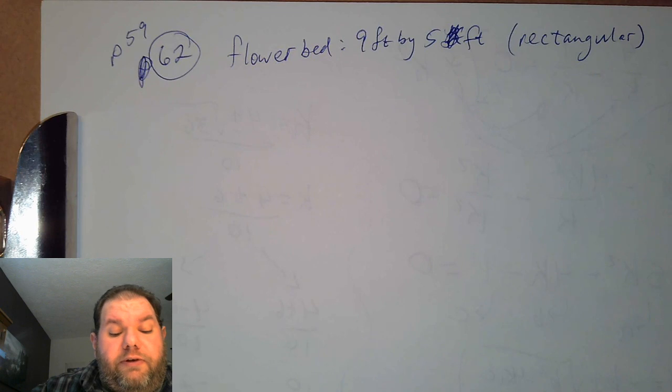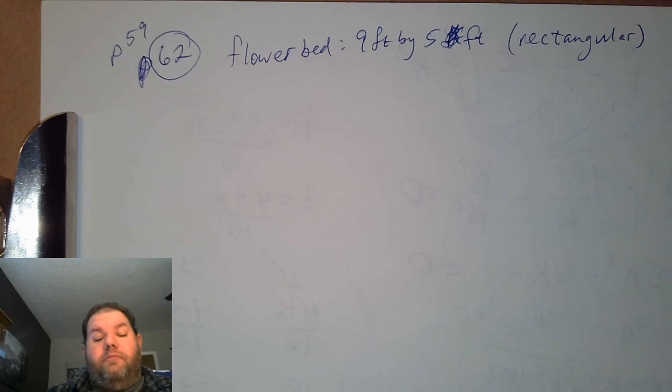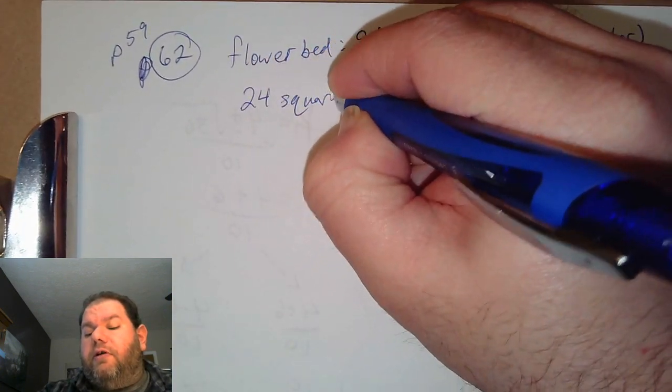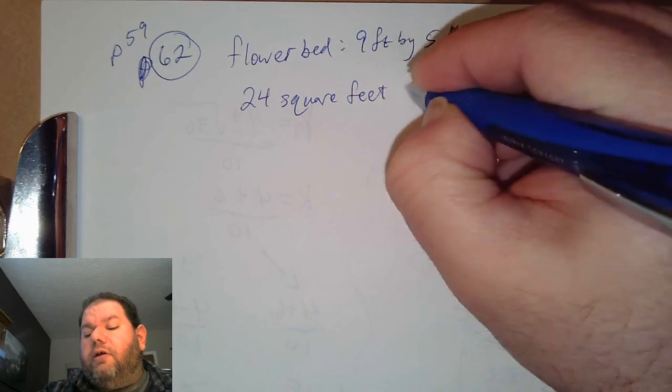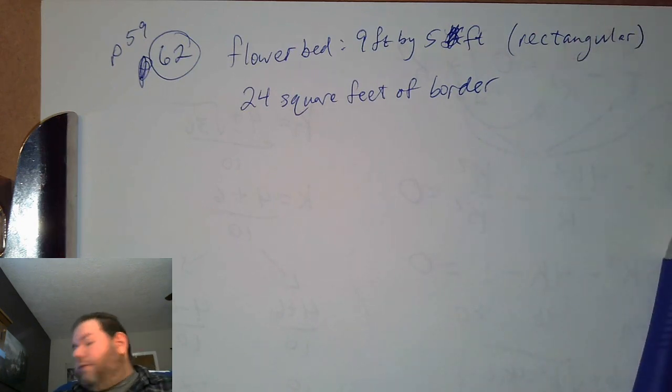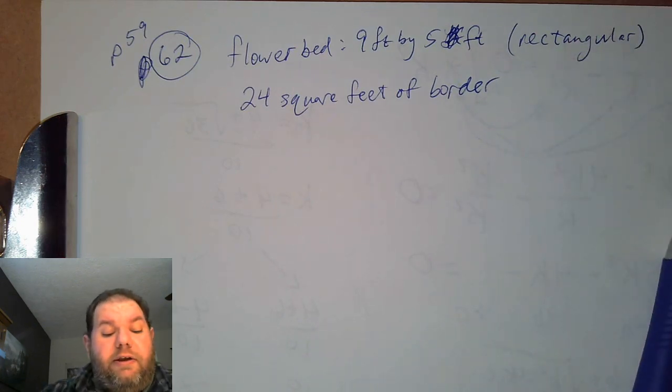She wants to use 2 colors of flowers in the bed, one in the center and one for a border of the same width on all sides. She can get just enough plants to cover 24 square feet for the border. How wide would the border be? So we have 24 square feet of border. Okay, so I think that's the key details right there.